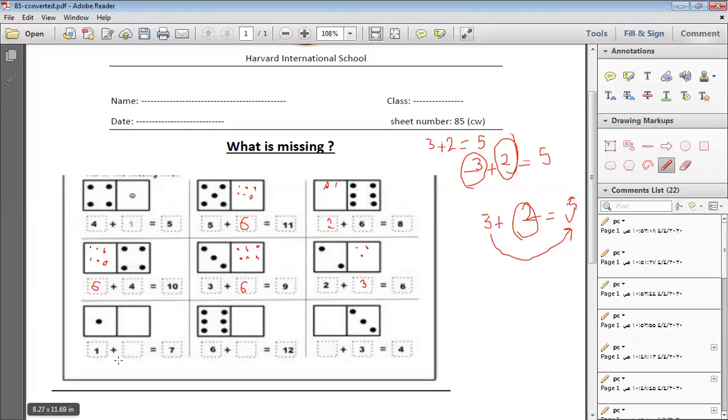Here, 1. And he needs the 1 to be 7. Okay, so I will draw after the 1. And while I'm drawing, I will count after the 1, 2, 3, 4, 5, 6, and 7. Right? Come on, let's count the dots. 1, 2, 3, 4, 5, 6. So 1 plus 6 equals 7.